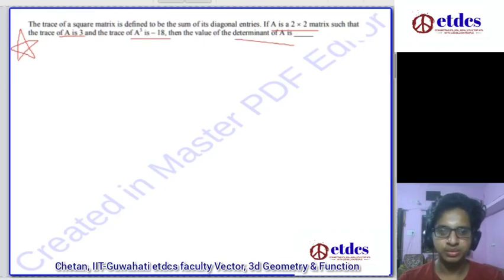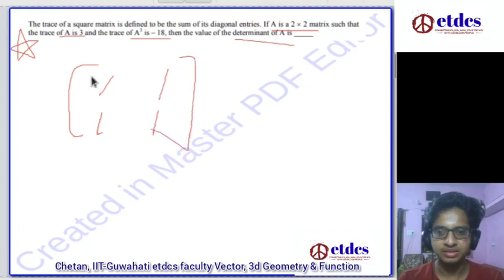So what we can do is we could go generally, taking A as something like a, b, c, d, and then finding A cube and then taking the trace.